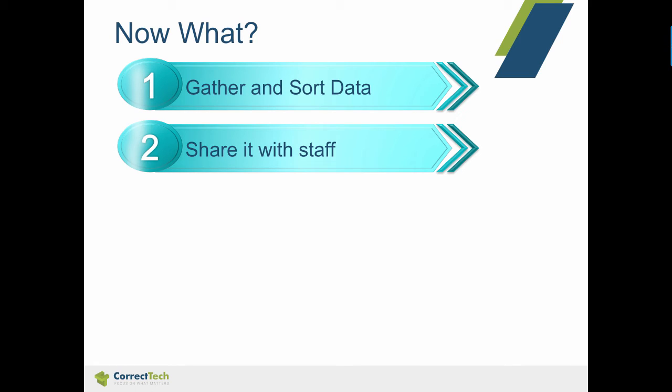So you want to make sure that you are keeping it on staff's radar, as well as teaching them how they can access this data. Within CorrectTech, any staff member at any time can look and see what an individual's 4-to-1 ratio is, and if they need to be targeted, they can look at the entire facility, and they can also look at how well they're doing writing pro-socials versus violations.